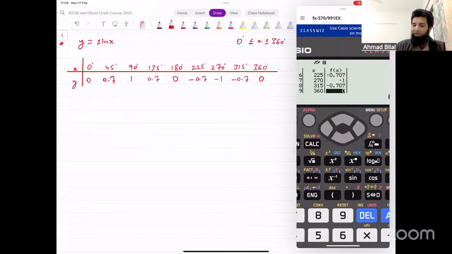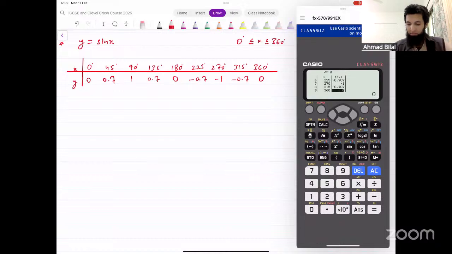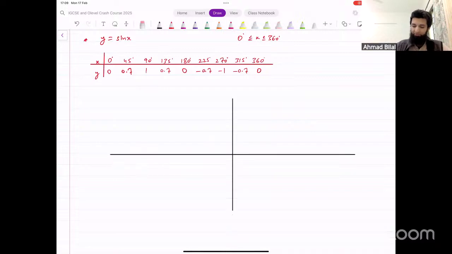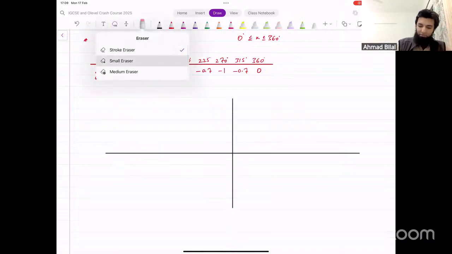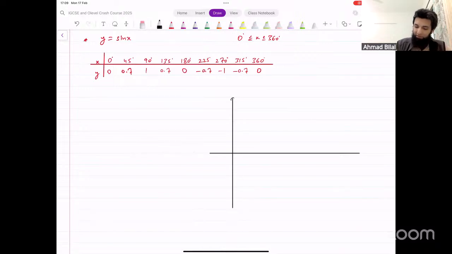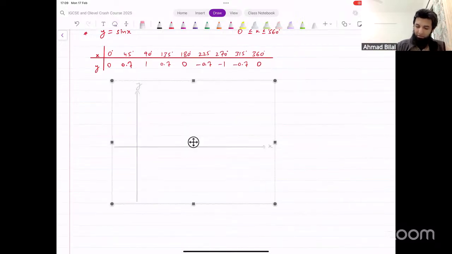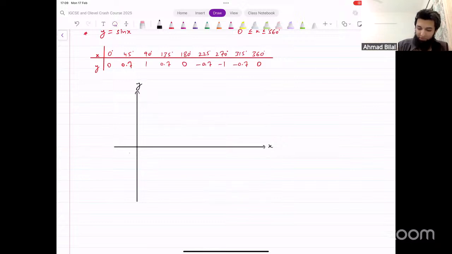So what I can do now is plot these values on a graph like this. So I have x and y axes like this. This is the y-axis, this is the x-axis. Let's plot those values. We start from 0 and we have to end at 360. The maximum y value is going up to 1 here, and the minimum y value is going to -1. So on the vertical axis, you can take a scale like this. You can say this is 1 and this is -1.